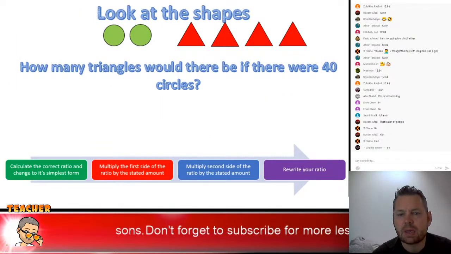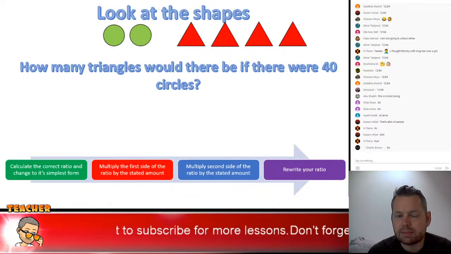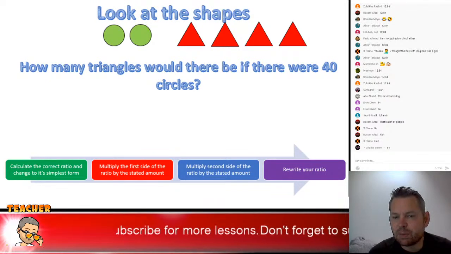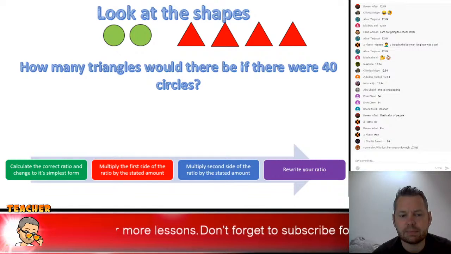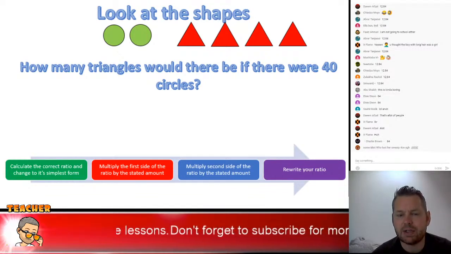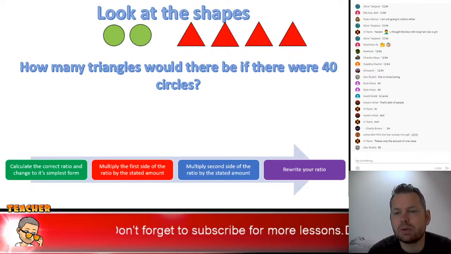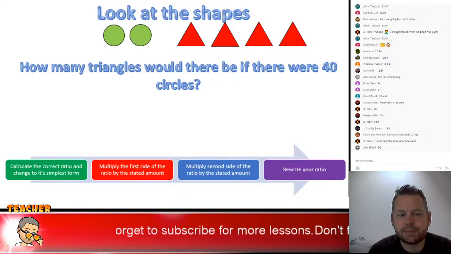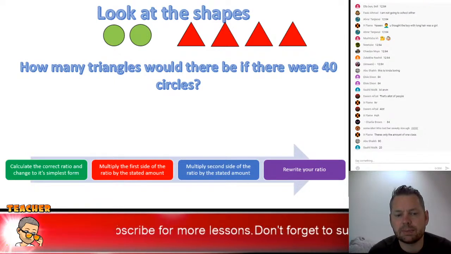Okay, so slightly different question. It says, how many triangles would there be if there were 40 circles? So the first thing we're going to do is exactly what we've done before. We're going to write the ratio. So in the chat box, what's the ratio of circles to triangles?